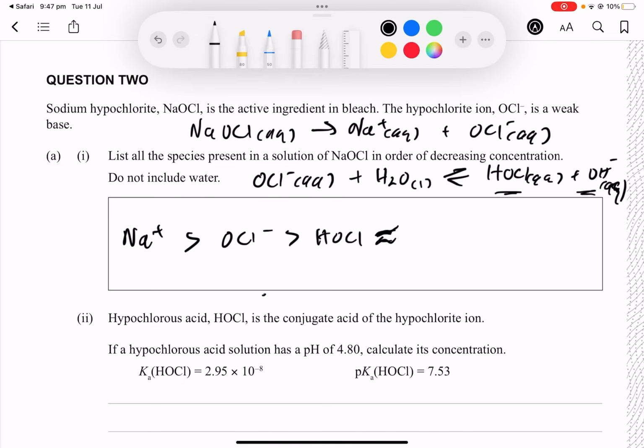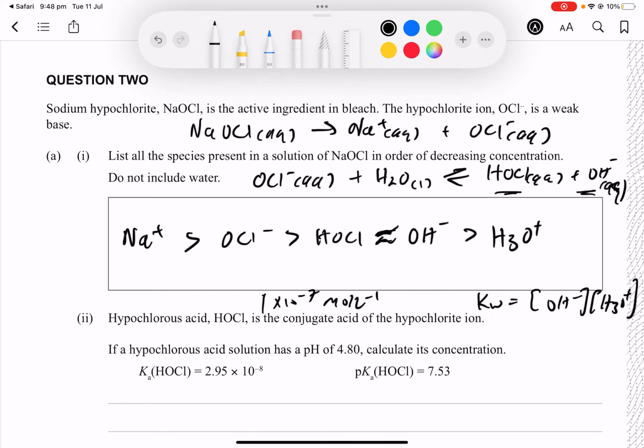So H2O has a concentration of 1 times 10 to the power of negative 7 mole per liter of OH minus ions. So the OH minus ion concentration is actually going to be slightly greater than that of the HOCl. However, it is a very, very small difference. So we can just say it's roughly equal to that of the OH minus ions. And the OH minus ion concentration is of course going to be higher than that of the hydronium, since we know that Kw, the constant of 1 times 10 to the power of negative 14 at 25 degrees Celsius, is equal to the product of H3O plus and OH minus. Alright, so that's our order for that question.